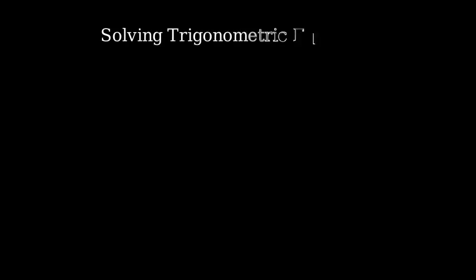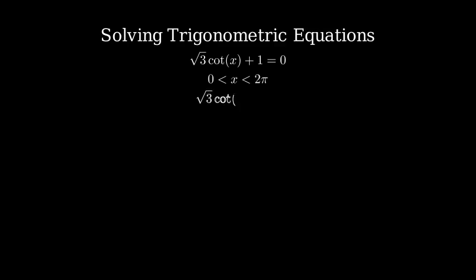Let's solve the trigonometric equation square root of 3 times cotangent of x plus 1 equals 0, where x is between 0 and 2 pi. Let's start by isolating cotangent of x on one side of the equation. We'll subtract 1 from both sides. Next, we'll divide both sides by square root of 3 to isolate cotangent of x.